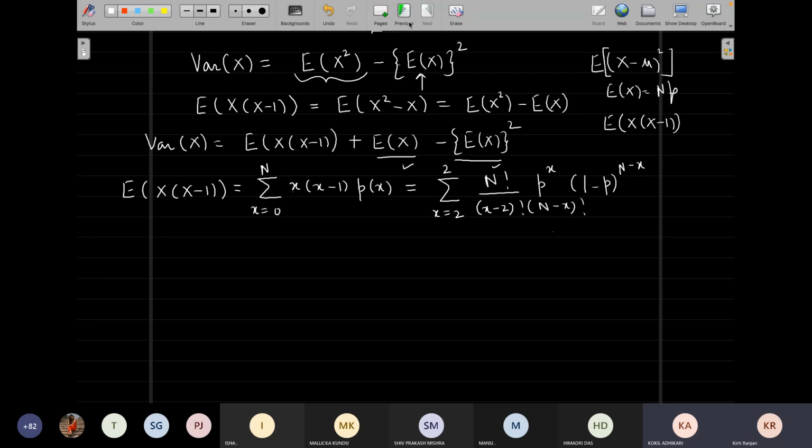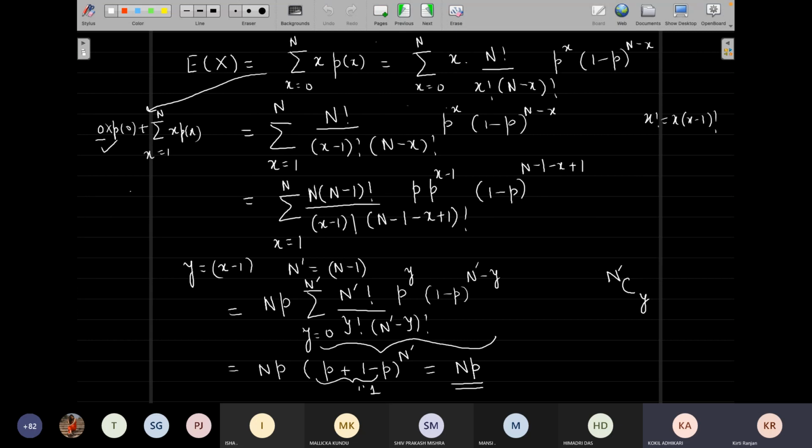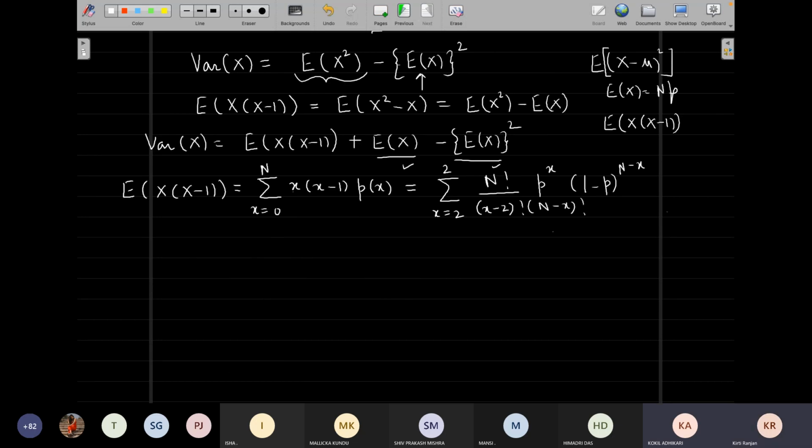Let me just go back to the previous page. Please see what I did last time. We started with x into n factorial over x factorial, and so on and so forth. Then in the second line, we took care of it by writing the summation from x equal to 1 to n. This time it is from x equal to 2 to n. In the denominator, since we had x factorial, we write x factorial as x into x minus 1 into x minus 2 factorial. Any questions on this point?